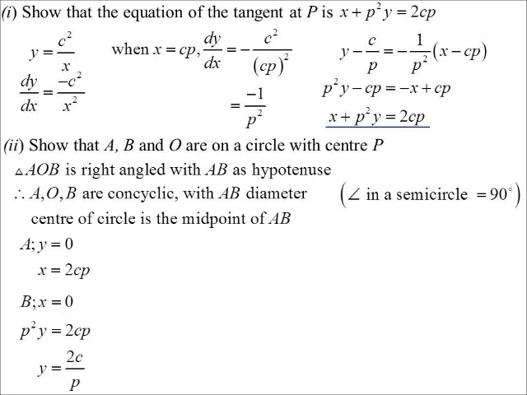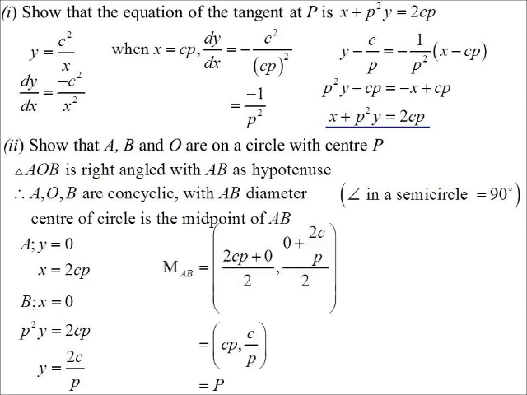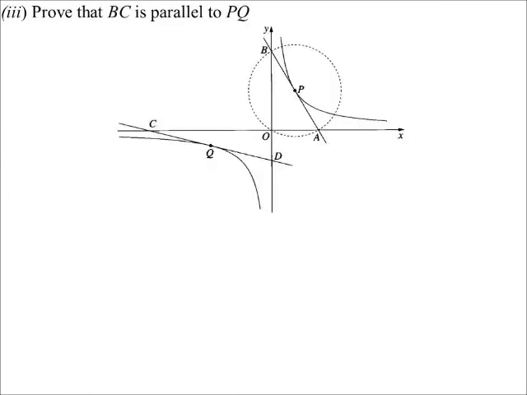So let's find the coordinates of A. We can substitute into our equation of a tangent. We get the x value is 2cp at A. For point B, the y value is 2c on p. So the midpoint of AB turns out to be cp, c on p, and they were the coordinates of P. So yes, the centre of this circle is the point P. Now, I've redrawn the diagram for this because I think we're going to need it. We have to prove that BC is parallel to PQ.